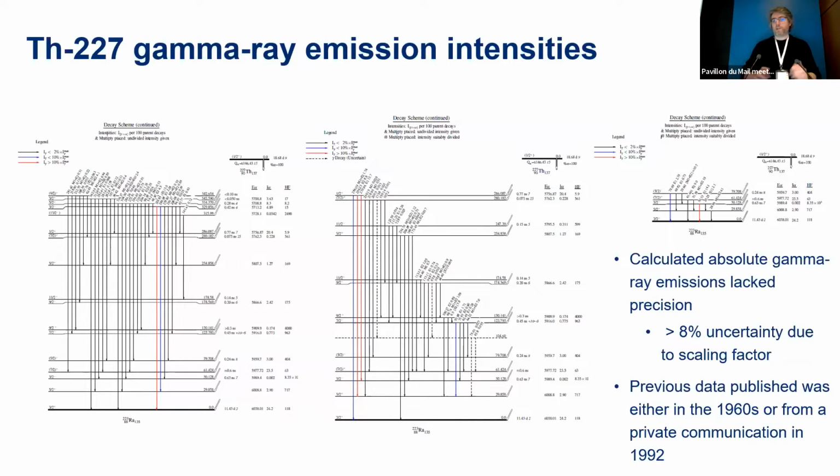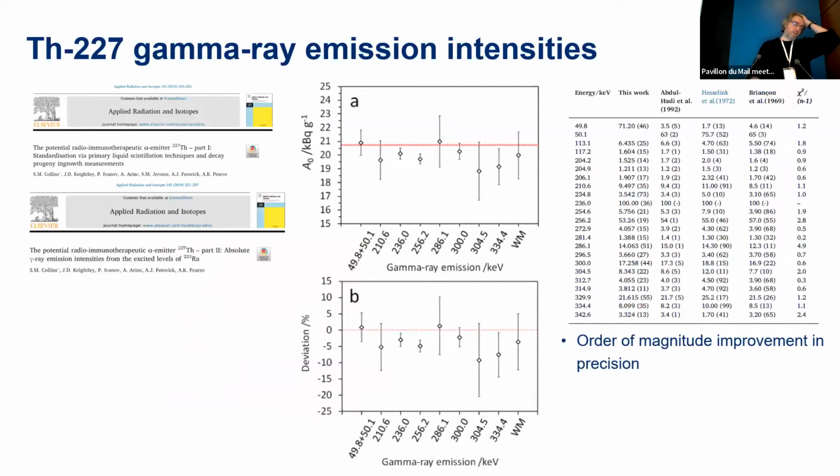And this is because all the previous data has been published either in the 1960s or from a private communication in 1992. Why we're using a private communication, I don't know, but there was some data that the evaluator definitely wanted to use. So this work on the thorium-227 primary standard and emission intensity has been done at NPL. And hopefully NIST will publish theirs soon. And Dennis hasn't mentioned that these numbers are all wrong, so fingers crossed everything's okay. When's that coming out?